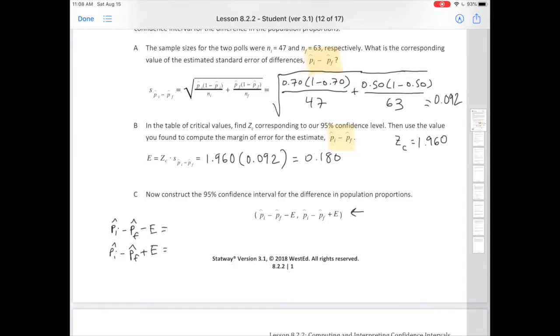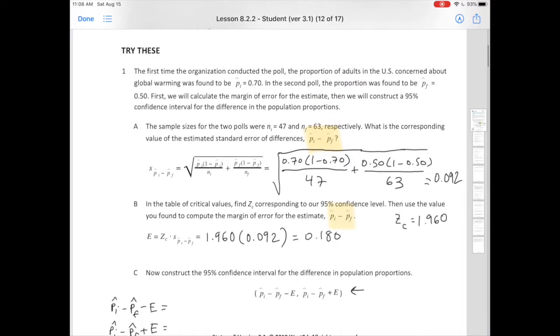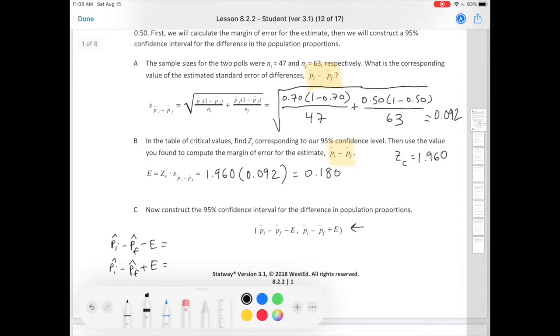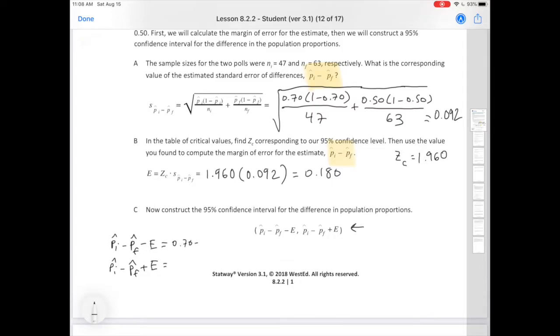What is Pi hat minus Pf hat? We haven't figured this out yet, but Pi hat is 0.70 and Pf hat is 0.50. Okay, so we have 0.70 minus 0.50 minus the margin of error. And then we have 0.70 minus 0.50 plus the margin of error. Okay.